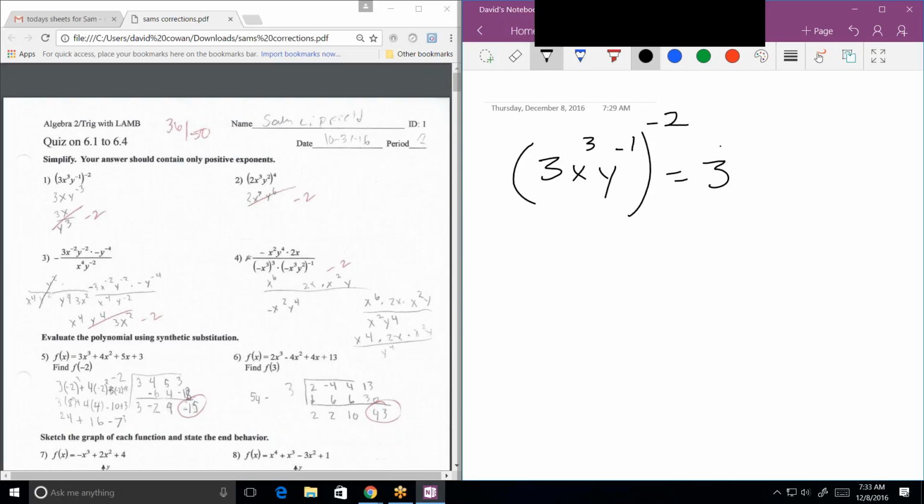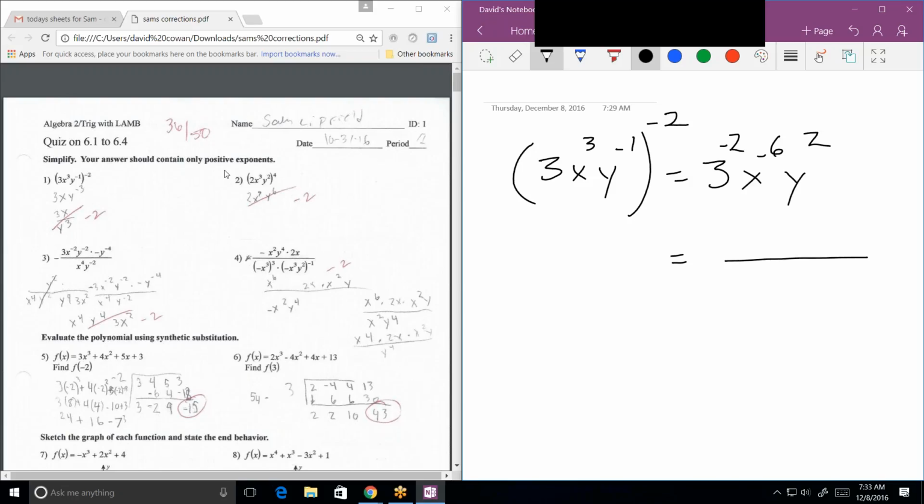Let's just write it one step at a time. You get 3 to the -2, x to the -6, and y to the 2. Now we need only positive exponents. So we got to get rid of these negative exponents. How do I do that?